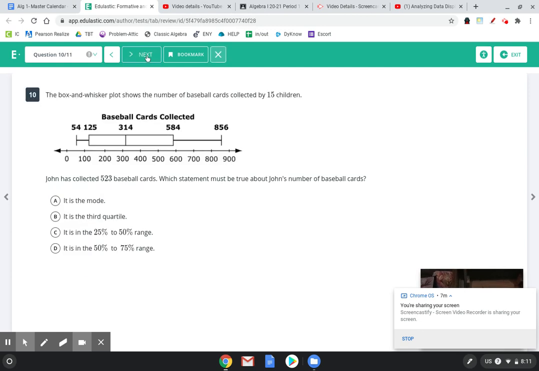2 questions left. This one, the box and whisker plot shows the number of baseball cards collected by 15 kids. It says John collected 523 baseball cards. Which statement must be true about John's number of baseball cards? A, it is the mode. B, his 523 is the 3rd quartile. C, it is in the 25 to 50% range. Or D, his 523 cards is in the 50 to 75% range.